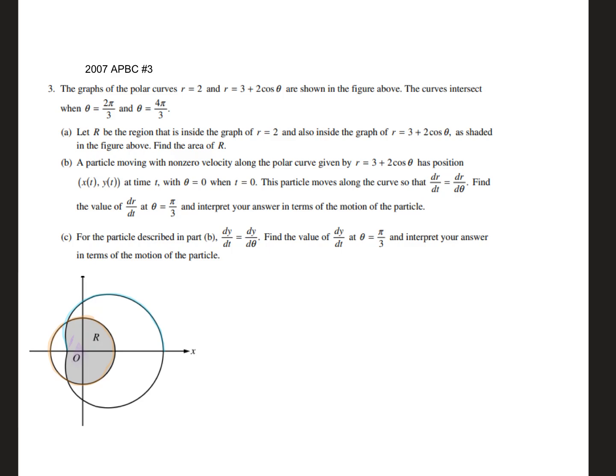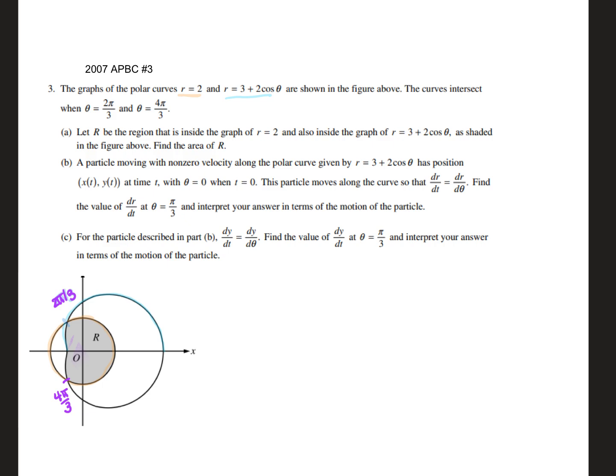All right, this is the polar question from 2007. They gave us the graph of the circle and the cardioid. So first thing I did was just color in the circle in orange and the cardioid in blue. They gave us the intersection points, which most of the time on the FRQs, they will give you the intersection points. So 2 pi over 3 is one of them, and the other one is 4 pi over 3.